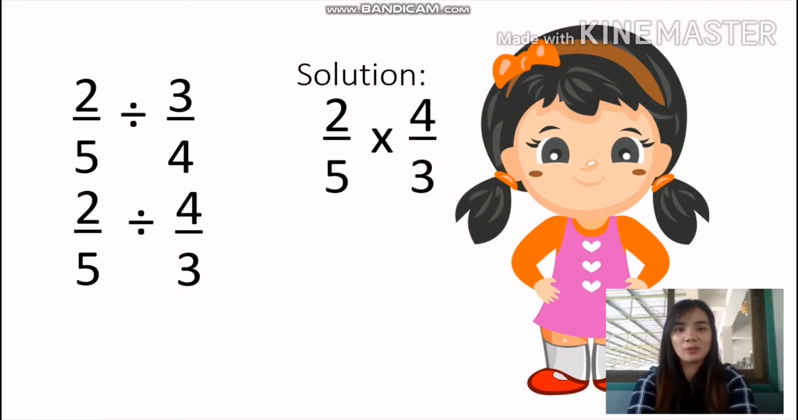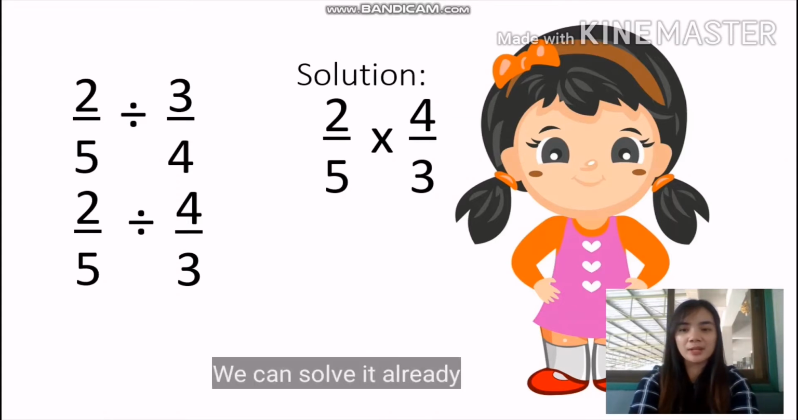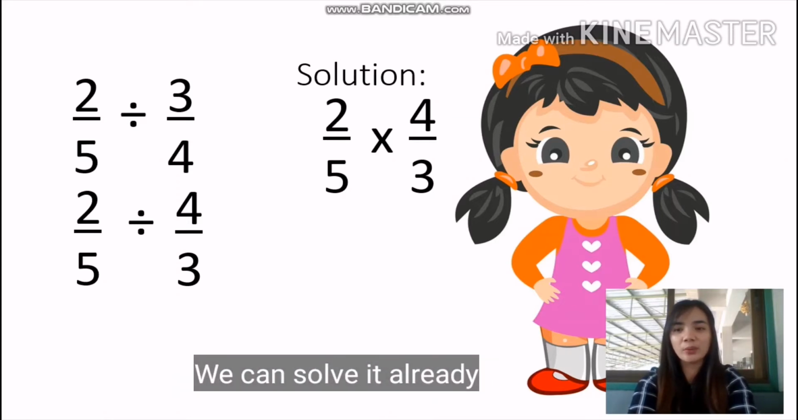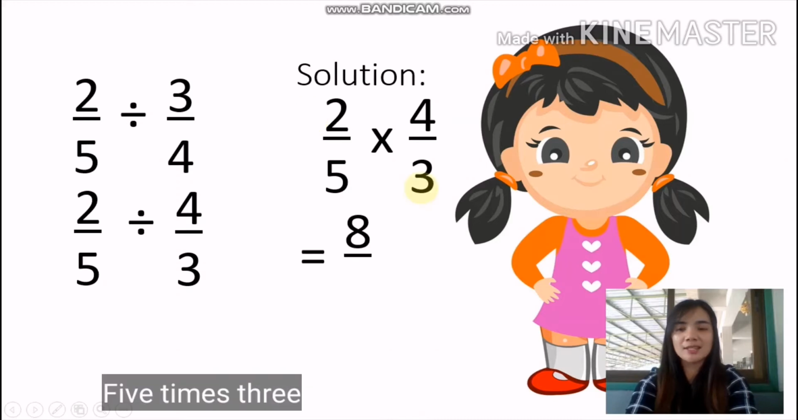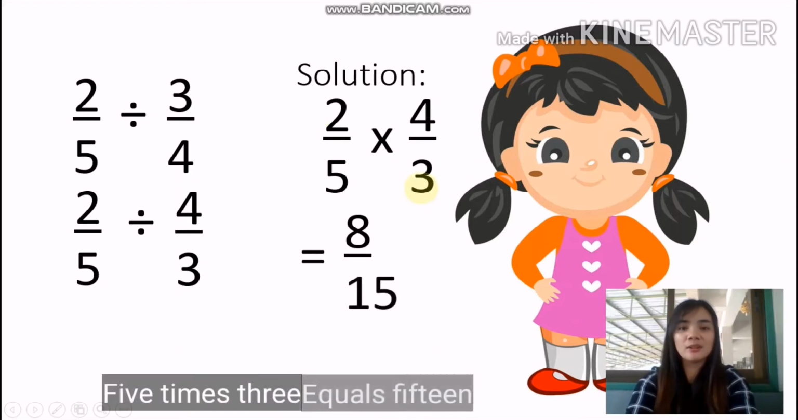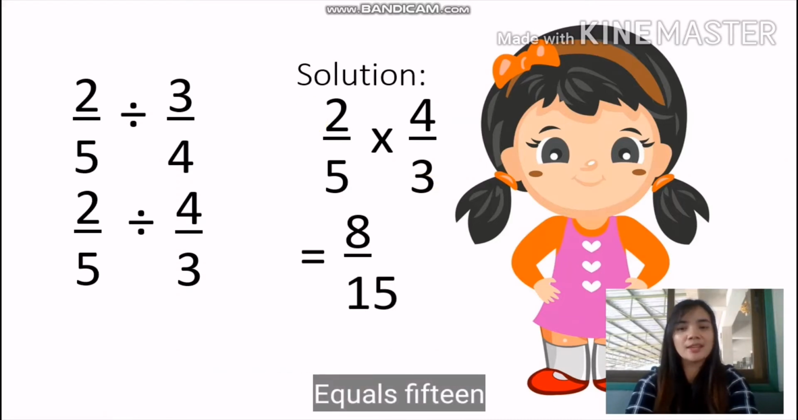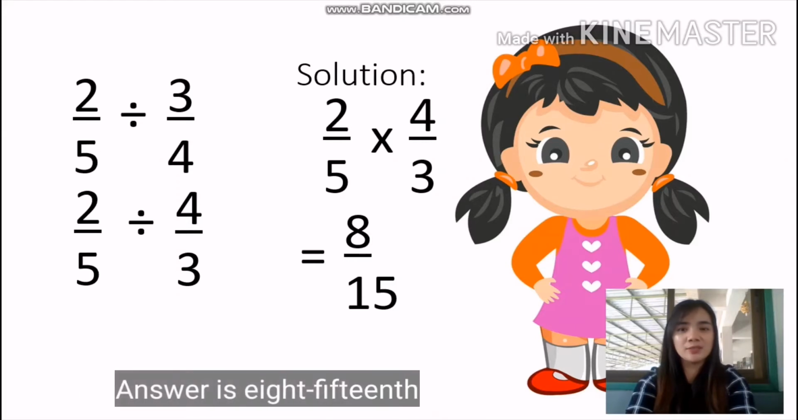Now we can find the answer in this problem. We can just multiply our numerators. So 2 times 4, that is equal to 8. Then 5 times 3, that is equal to 15. So our answer would be 8/15.